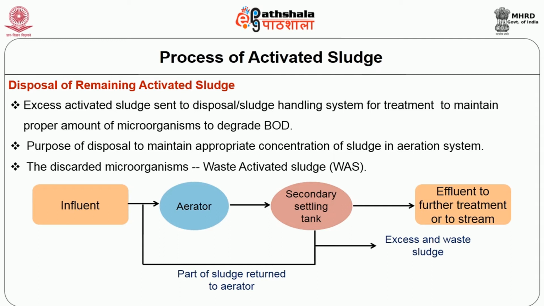In the secondary settling tank, the sludge will get settled, and part of this settled sludge will be taken back to the aerator, and the excess or the remaining sludge will be disposed of or taken to a digester for further processing. And from the secondary settling tank, the effluent will be taken to further treatment or to the stream. So this is the process of activated sludge.